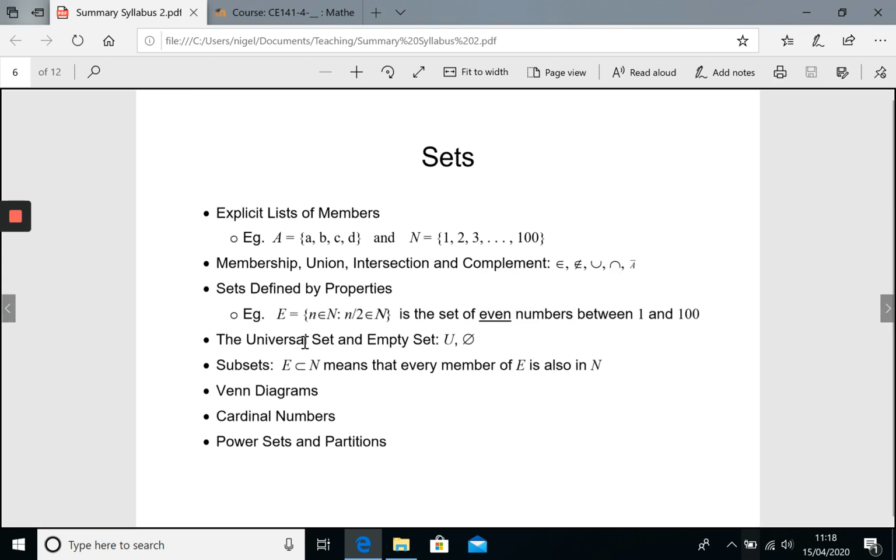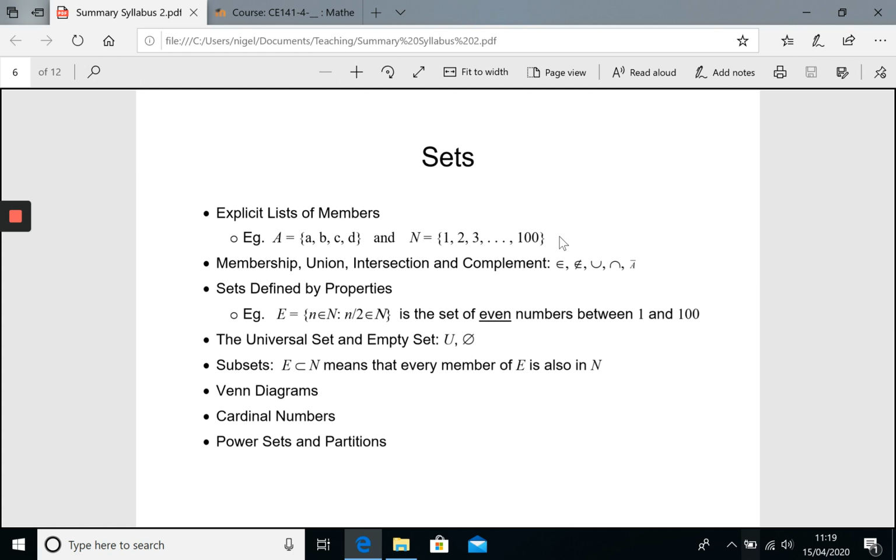Moving on then to the third subject, that was sets. And this is a relatively easy subject. It's just there's quite a lot of notation in there. So the first thing we looked at was the idea of a set written out as an explicit list of members. So if you do it this way, use these curly brackets, curly left brace, curly right brace, and just list the members of the set between the braces. So, for example, the set A comprising the letters A, B, C, D, and the set N comprising whole numbers between 1 and 100. A set is the simplest data structure there is.